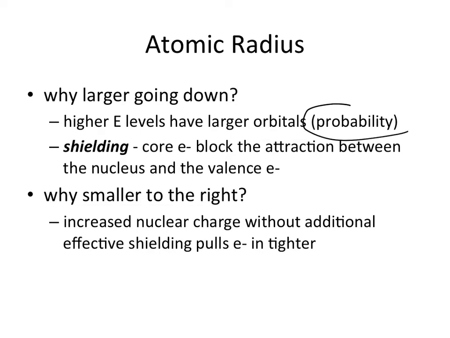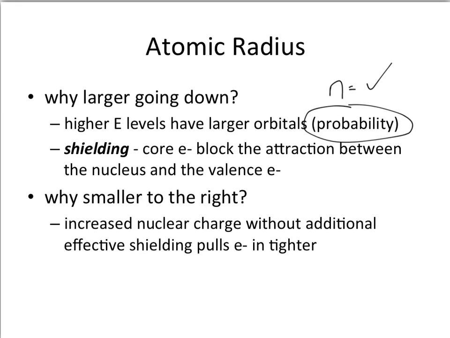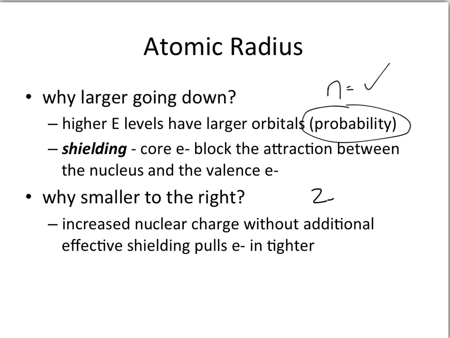So once again, probability distributions and your principal quantum number are the things contributing to the increase in size from top to bottom. And your Z effective is going to be the biggest contributor for the change in size from left to right. Basically, that nuclear charge is able to be more effective as you're being blocked by the exact same layer of electrons going from left to right on the periodic table.